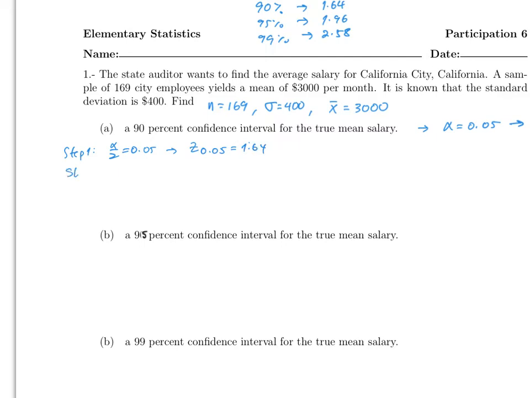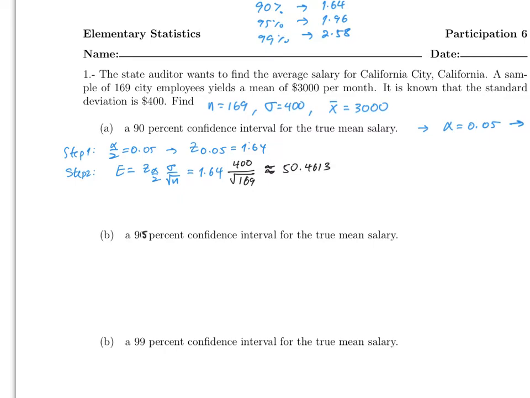Then for step 2, we need to find the margin of error. Remember, this is z of alpha over 2 times sigma divided by the square root of n. So in this case, it is 1.64 times 400 divided by the square root of 169. And how much is this? 50.4613.